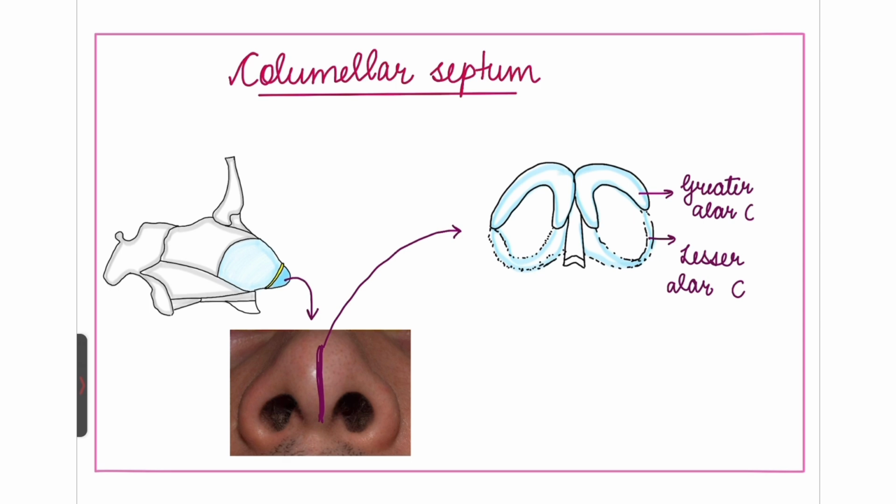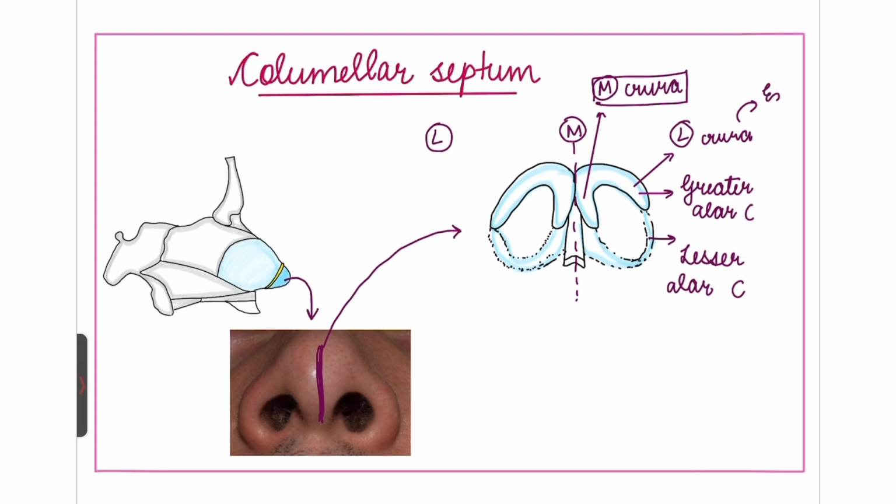The greater alar cartilage has two crura. This is the lateral side and this is the medial side. This is the lateral side again. So in the medial side, we have the medial crura. And in the lateral side, we have the lateral crura. And this midline is the septum. So the septum is formed by the medial crura and the lateral crura forms the external nose. Therefore, the columellar septum is formed by the medial crura of the greater alar cartilage.